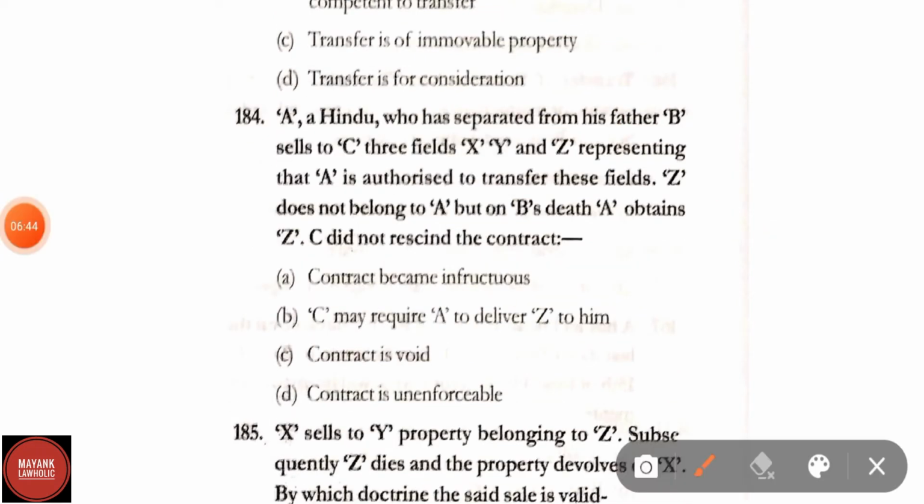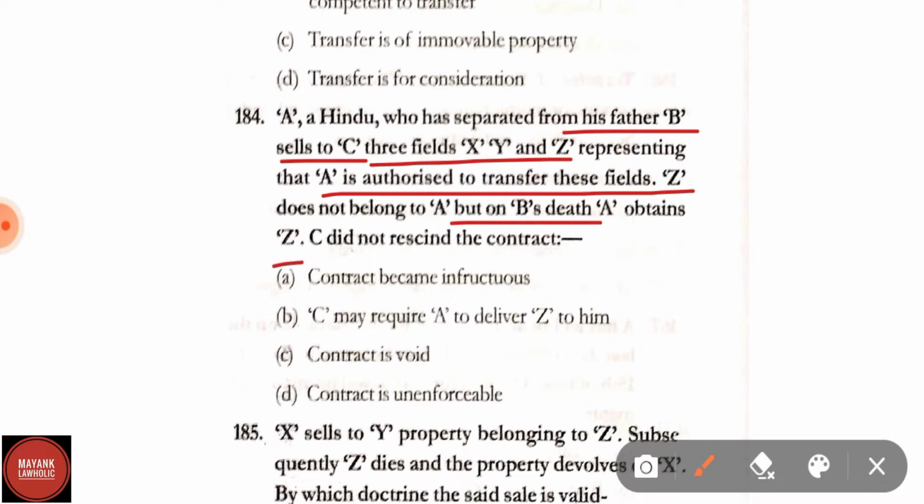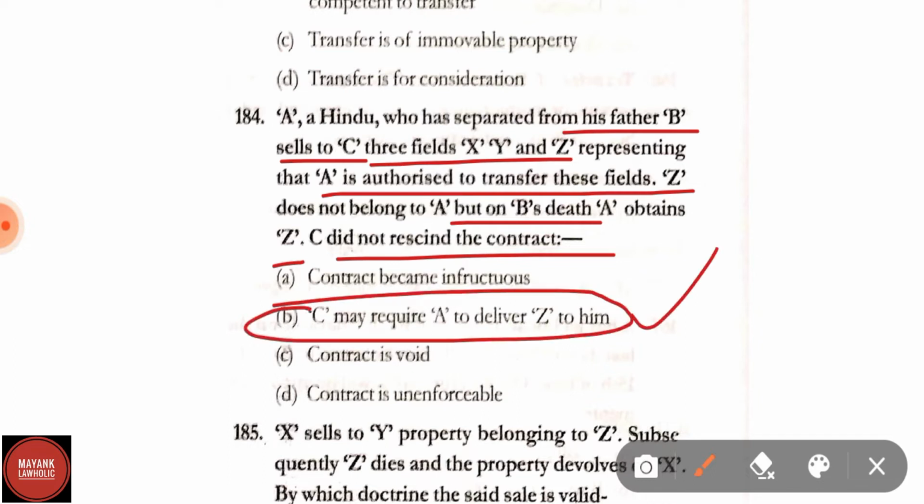Question number 184. A Hindu who has separated from his father B sells to C three fields X, Y and Z, representing that A is authorized to transfer these fields. Z does not belong to A, but on B's death A obtains Z. C did not rescind the contract. Options: contract becomes infructuous; C may require A to deliver Z to him; contract is void; contract is unenforceable. Here the correct answer is option B, that is C may require A to deliver Z to him.